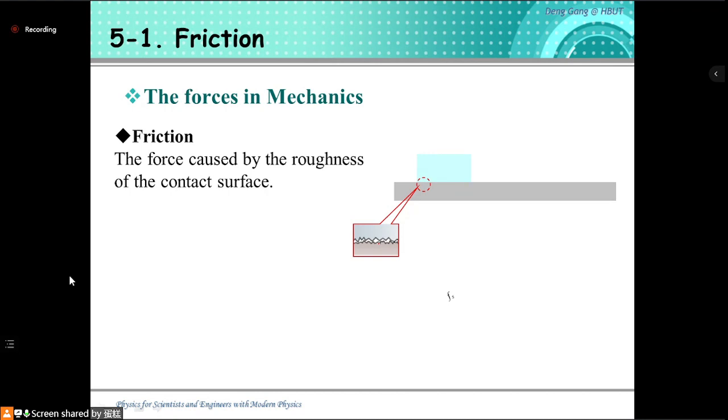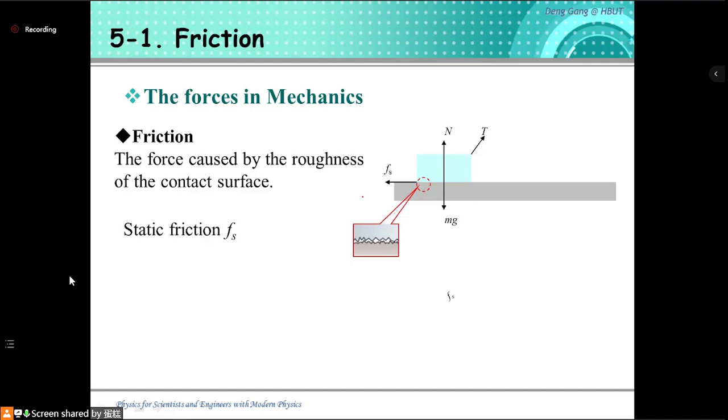But actually they can move because you want to change its shape, and maybe you overcome these tiny things and then pass through, but still you need a force. You overcome a force. That force is friction.